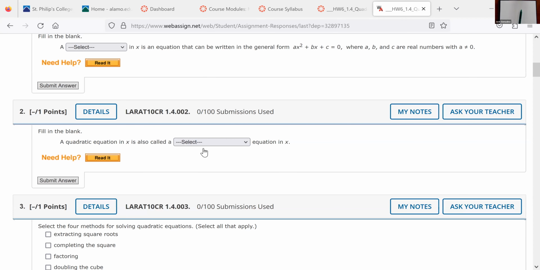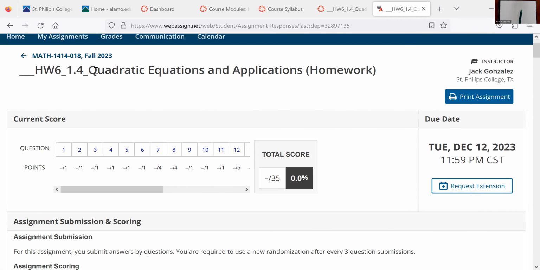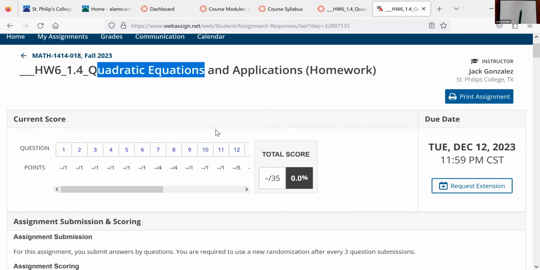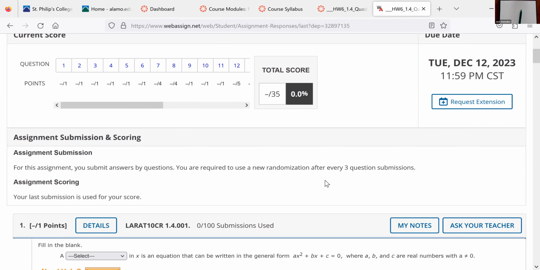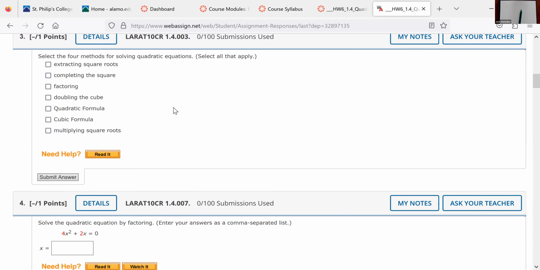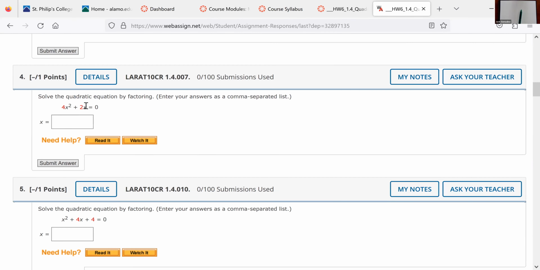All right, so 1.4 is basically all about quadratics, but we are applying it to something, but also solving those equations, which is what you're going to do for the applications anyway. There's many methods for factoring, which we went over quite a few. So let's get straight to the solving.